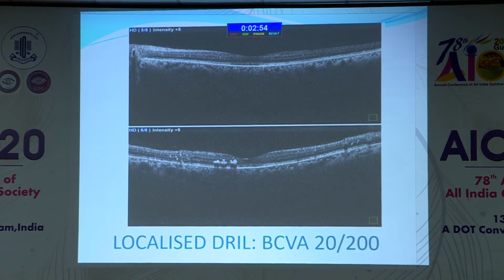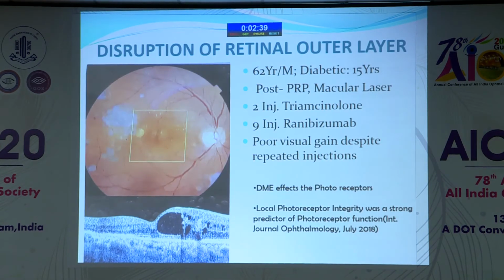So here's the area. Oh yeah, here's the area of localized DRIL. You can see the hard exudates giving the after shadows, and here's the localized DRIL. Now this is the DRIL, again, another case of DRIL. You can see the outer retinal layers getting disrupted from here to here.